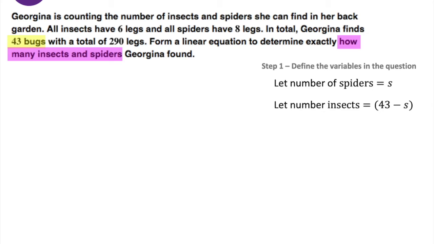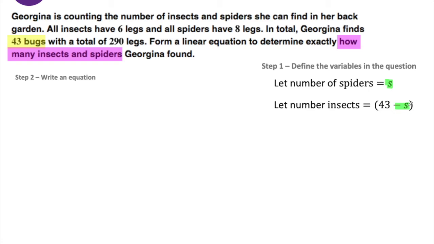So we know there was 43 bugs in total because that is given to us in the question. So if S represents the number of spiders, the number of insects is going to be the difference between the number of spiders and 43. So 43 minus S. So we have been able to define our variables using the same letter. So S for spiders, and the number of insects is 43 minus S. Now I can use those two terms to come up with a linear equation for step 2.